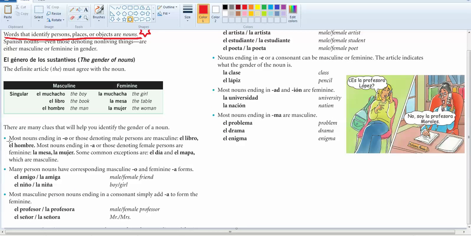Most nouns that end in O, or those denoting male persons, are masculine. Okay, and they give you the example, el libro, because el libro ends in O, so it's masculine. Most nouns ending in A, or those denoting female persons, are feminine.